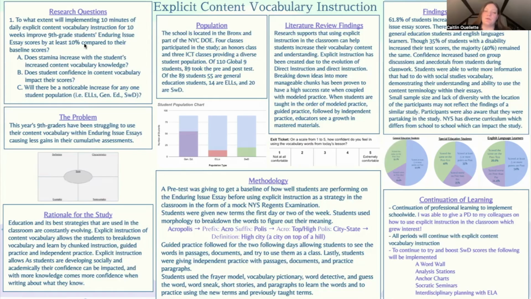And there were noticeable increases for general education students, as we see in this pie chart, and English language learners, as we see in this pie chart. 50% or more of general education students and English language learners did increase, but only 35% of special education students increased, which was surprising because explicit instruction is a strategy that we use with students with a disability. Based on their group discussions, as well as the exit tickets, and just anecdotals from day after day, students said that their confidence did increase.